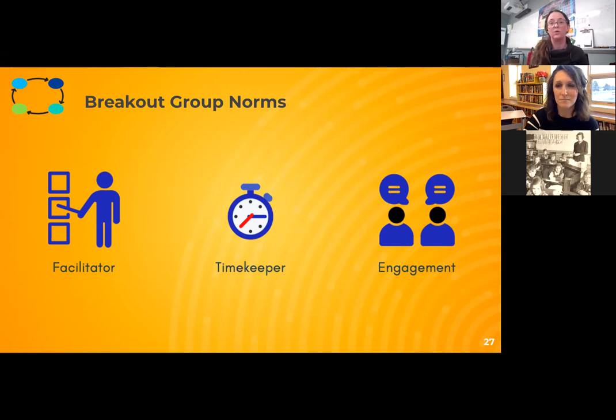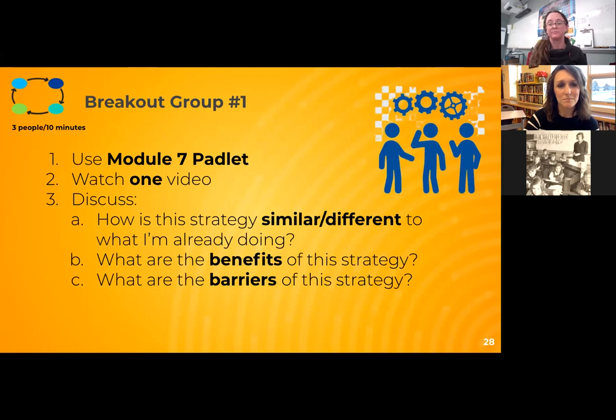And then our goal in these breakout rooms, you can see Morgan has shared the Padlet in the chat box. So we'll open up that Padlet and you'll see some videos. They vary in length. Some are about 2 minutes to upwards of 7. So feel free to use your judgment and watch a piece of one of the longer ones if you like, or one of the shorter ones. So once you've watched that video, think about how the strategy is similar or different to what you're already doing. What are some benefits of the strategy? And what are some barriers of the strategy?